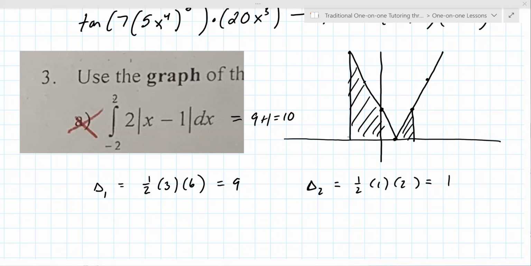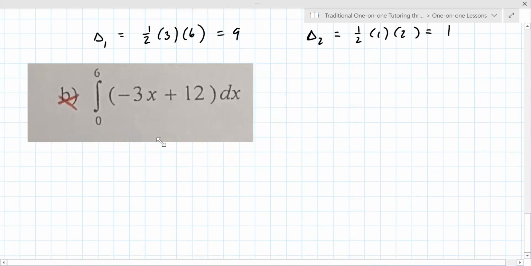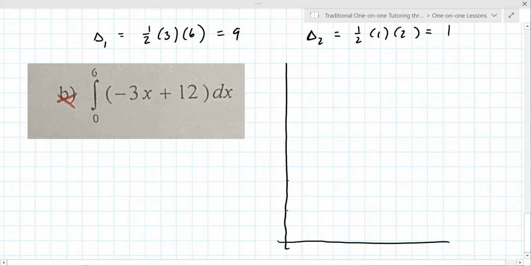All right, so let's do number 3B. That was A. Again, you just want to make a graph here. Let me make sure I got 12: 1, 2, 3, 4, 5, 6, 7, 8, 9, 10, 11, 12.